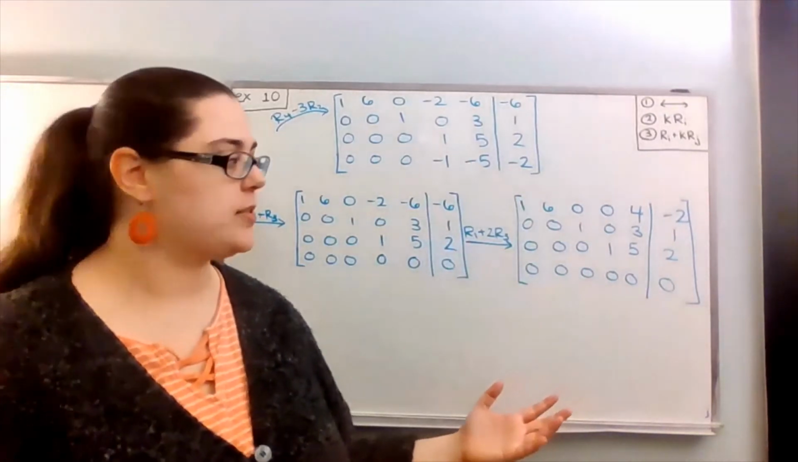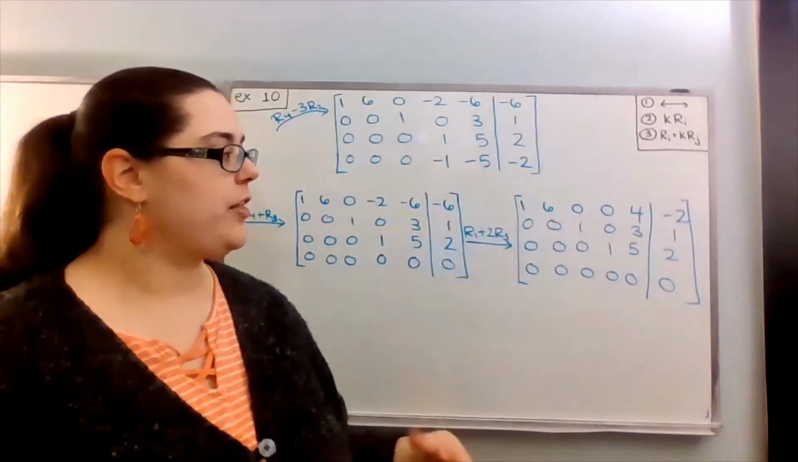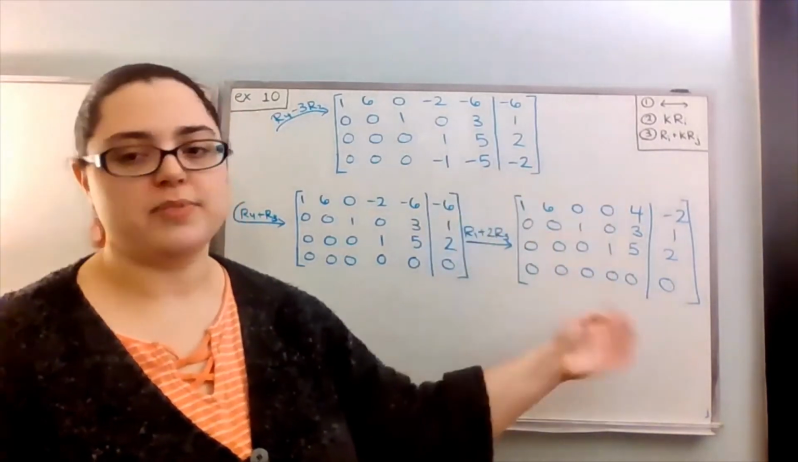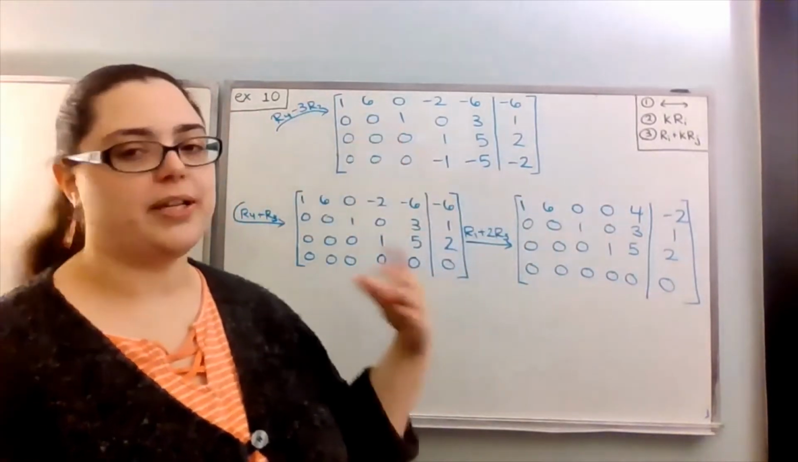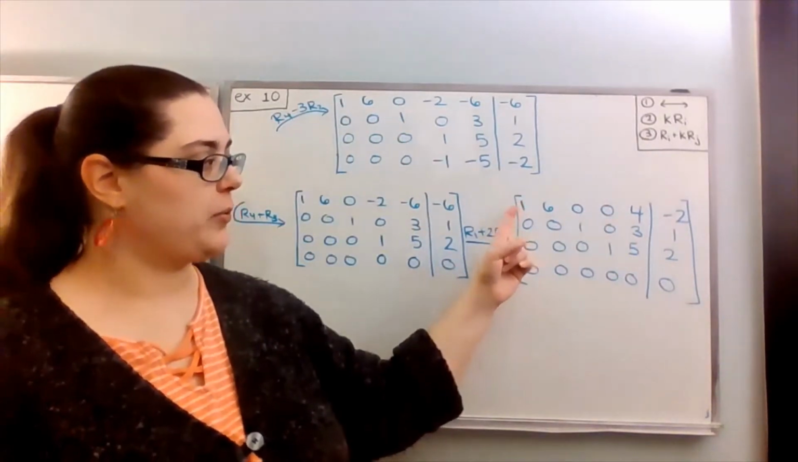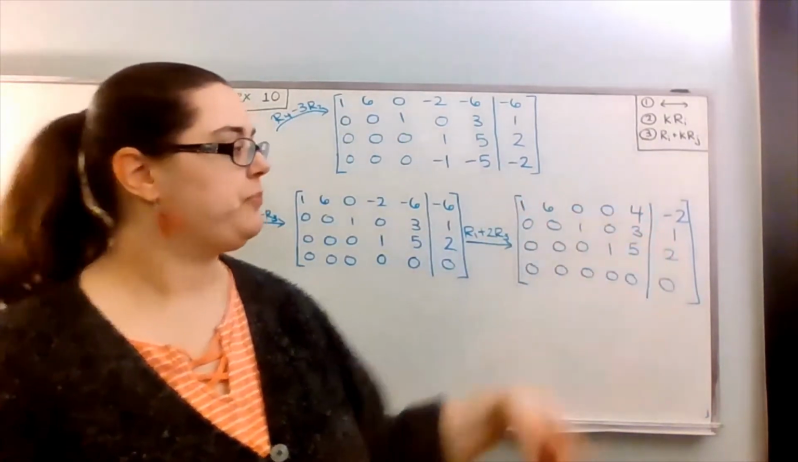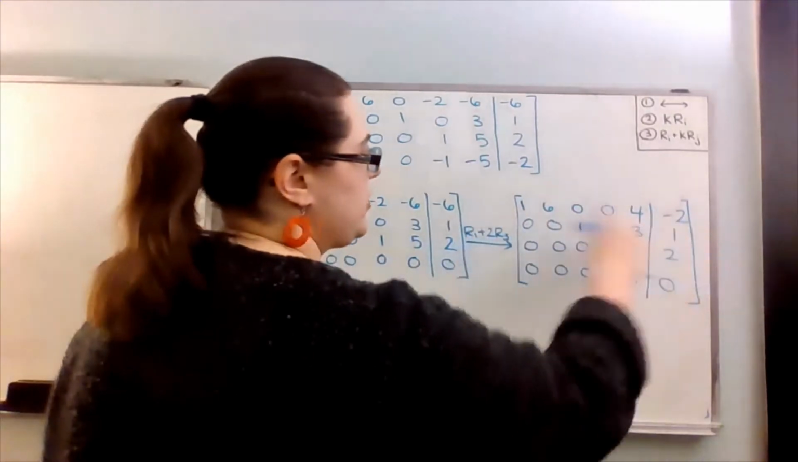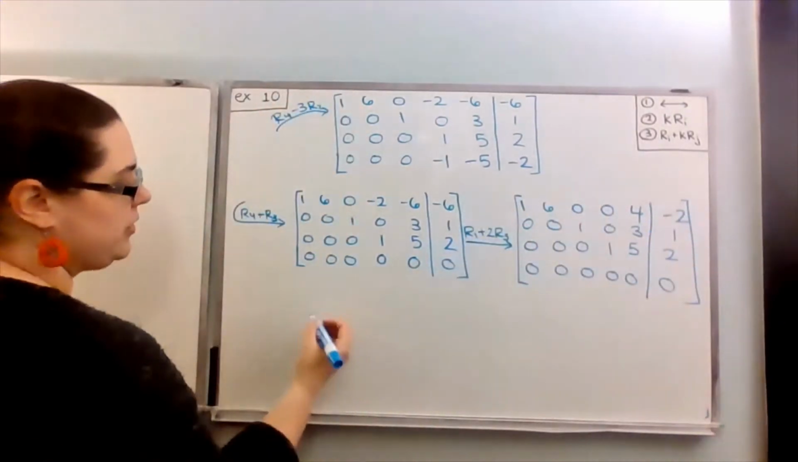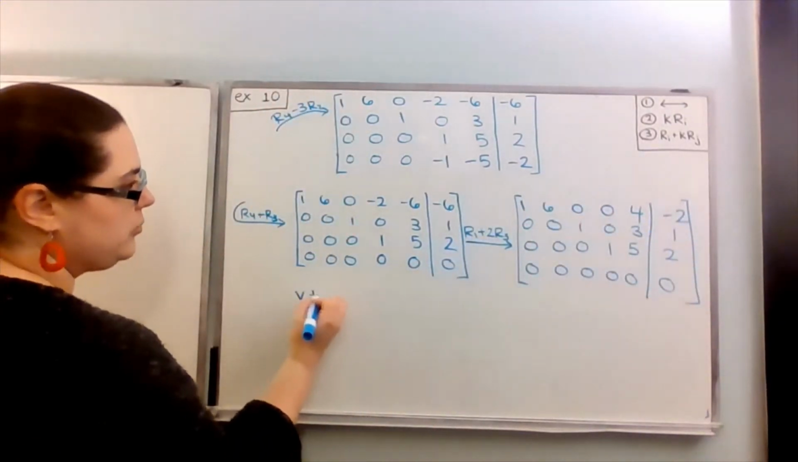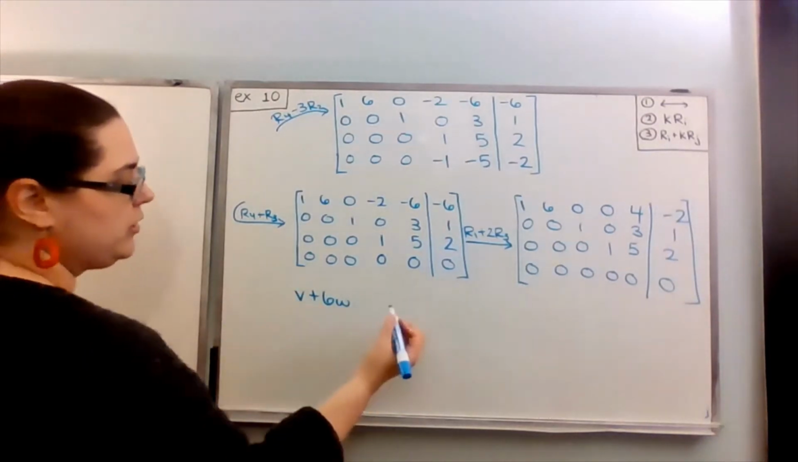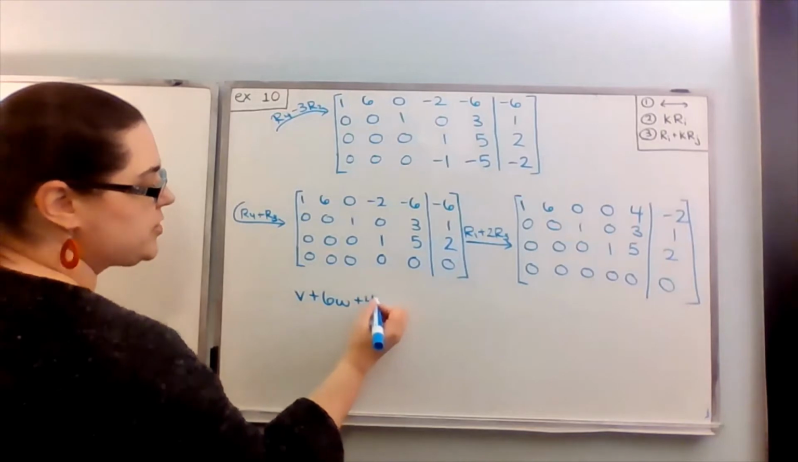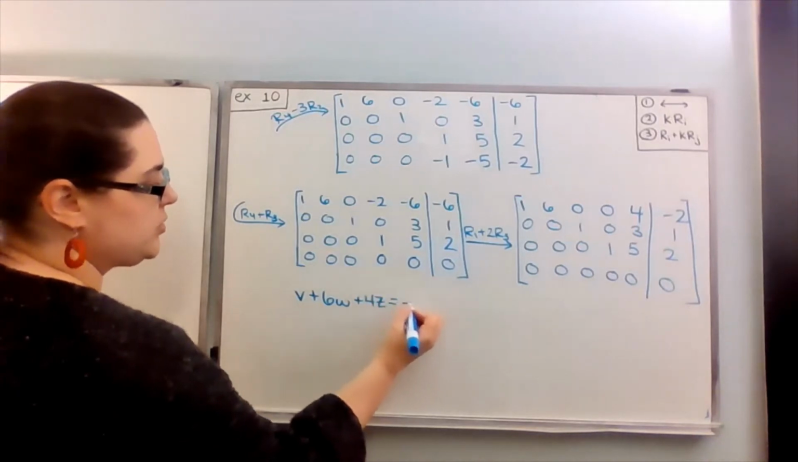Now that we have our matrix in reduced row echelon form, we're going to write our solution to this system of equations. To begin with, I'm just going to rewrite these in terms of the variables that we started with. I erased the original problem, but initially this was V, and then we went W, X, Y, and Z. So this first row is going to mean V plus 6W, no X, no Y, plus 4Z is equal to -2.